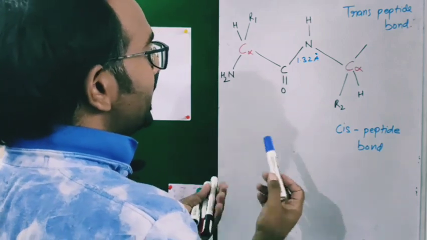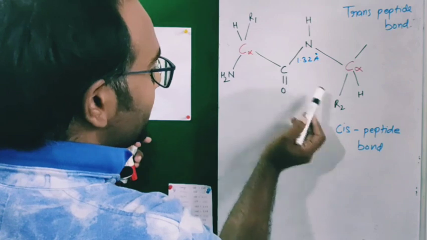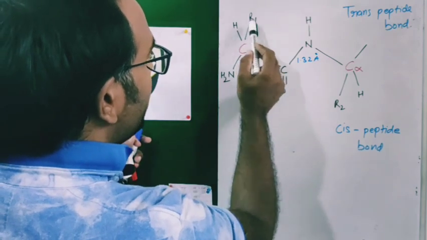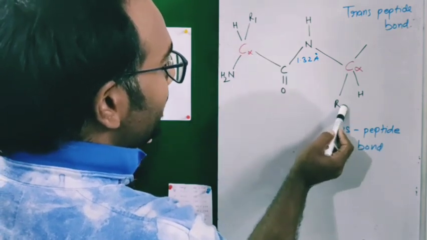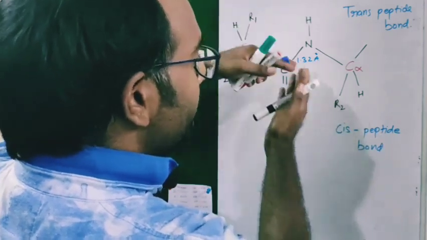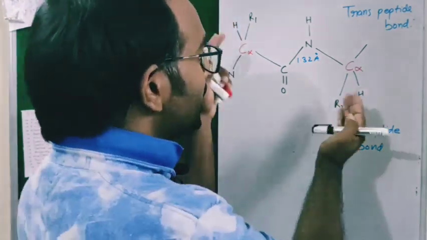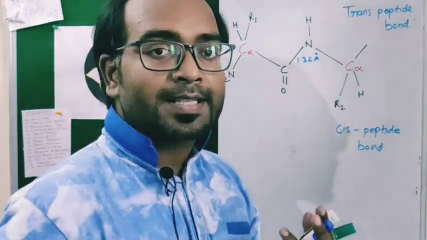You can see here that the R group of the first amino acid and the R group of the second amino acid are trans to each other. They are far from each other. That's why there is no steric hindrance, and this form of peptide bond is stable.